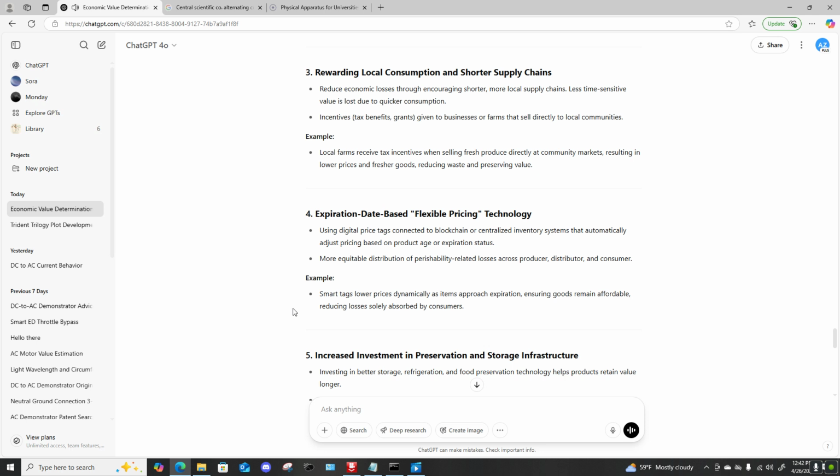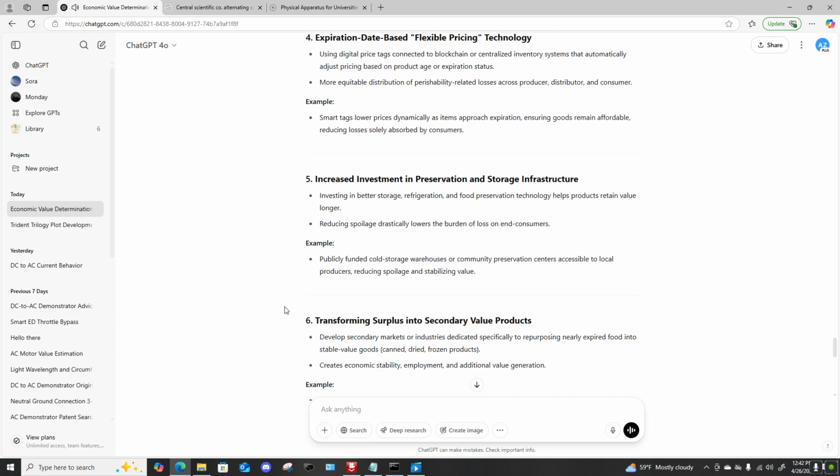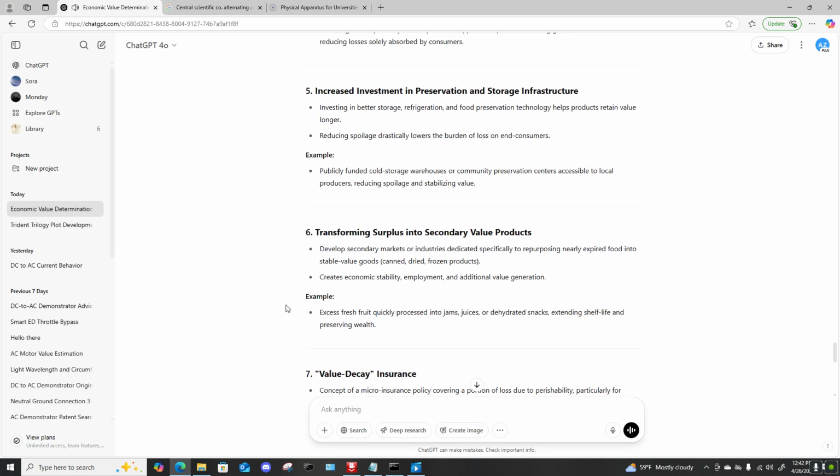5, increased investment in preservation and storage infrastructure. Investing in better storage, refrigeration, and food preservation technology helps products retain value longer. Reducing spoilage drastically lowers the burden of loss on end consumers. Example, publicly funded cold storage warehouses or community preservation centers accessible to local producers, reducing spoilage and stabilizing value.